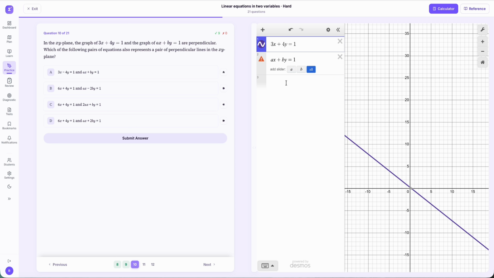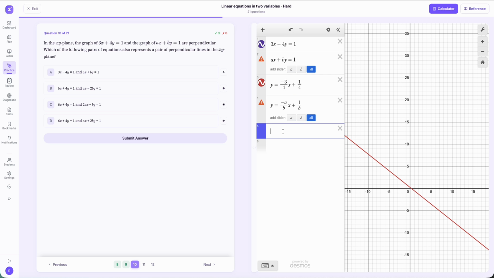For the first one, I subtract 3x from both sides, and then divide by 4 on both sides. So it'd be negative 3/4 x, and then 1/4. Then I do the same thing with this equation. It'd be by equals negative ax plus 1, and then I divide by b. So it's going to be negative a over b, and then 1 over b. You see this slope and this slope have to be perpendicular.